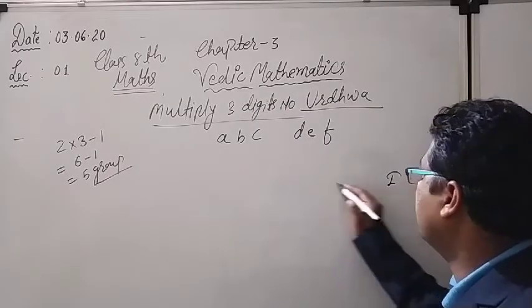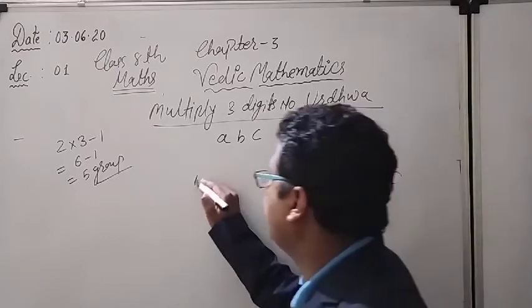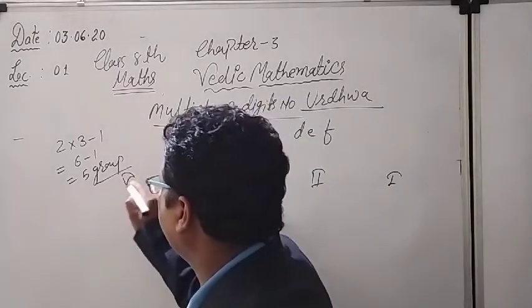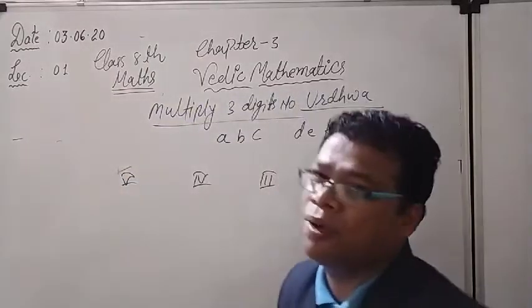This is my first group. This is my second group. This is my third group. This is my fourth group. And for example, this is my fifth group. These are the extra things I am going to rub. See one by one what I have to do.